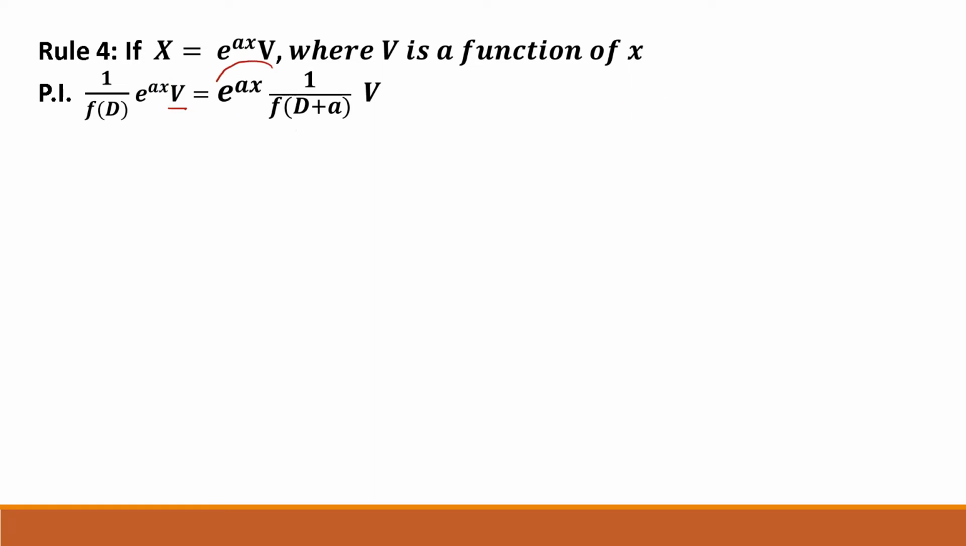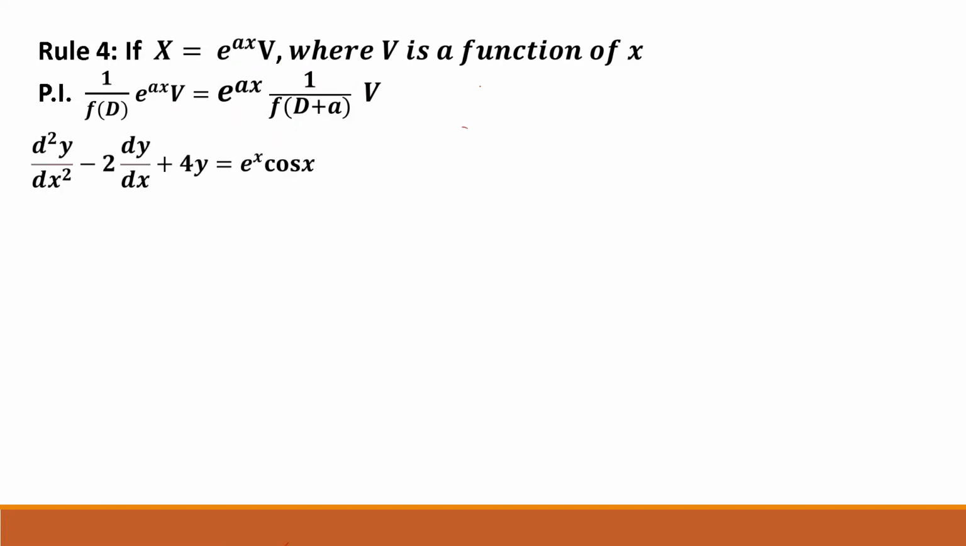Because e power ax has been shifted to the left hand side, that means this updated operator, which you'll get after incrementing D by a, will be operated over this function v. So we will proceed according to this function: if this is sin ax or cos ax, we'll apply rule number 2. If this is x to some power, we will apply rule number 3. Let's understand this along with one example.